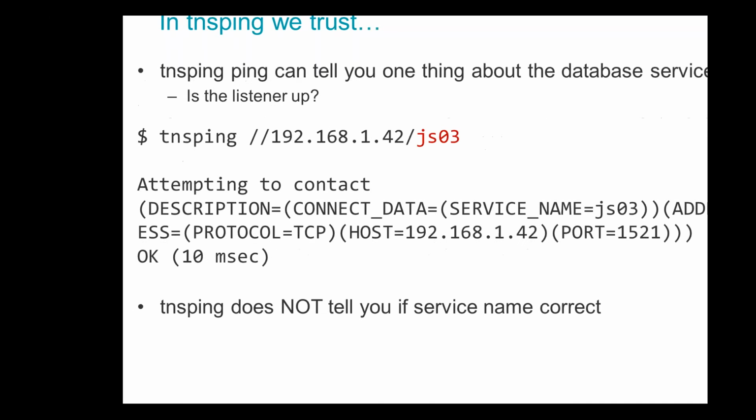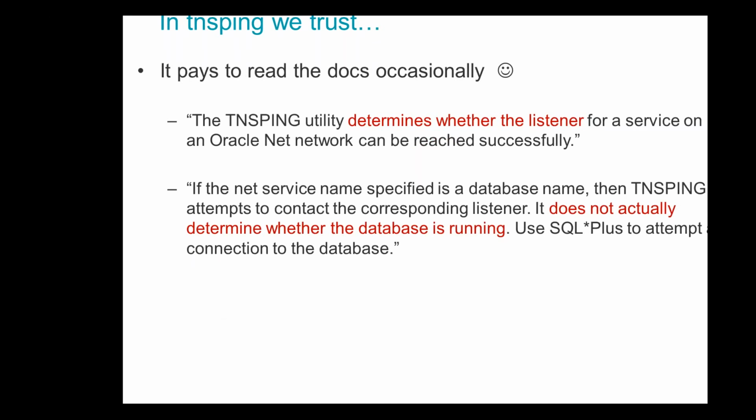Well, why is that? tnsping can tell you one thing about a database, or rather the database service: is the listener up? That's all it tells you. So when we attempt to ping, we see that it seems to succeed. However, we know that it's not correct because we can't connect to it. So it doesn't tell you if the service name or SID is correct. It tells you one thing: is the listener up? And if you look at the documentation for tnsping, that's exactly what you'll find. It determines whether the listener for a service can be reached. It does not actually determine if the database is running. And what is the recommendation from Oracle? Use SQL*Plus to attempt a connection to the database. Then you can tell if the database or the service is up.